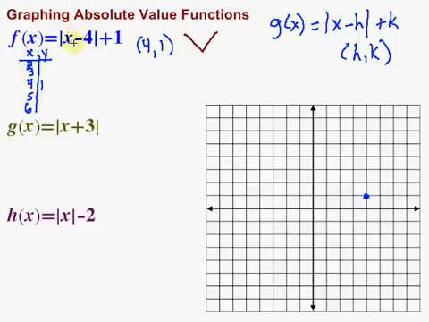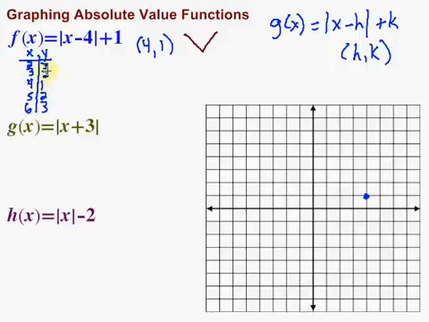So 2 minus 4 is -2. Absolute value of -2 is 2. Plus 1 is going to be 3. So we get 3. Then we put in 3. 3 minus 4 is -1. Absolute value of -1 is 1. Plus 1 is 2. Then put in 5. 5 minus 4 is 1. Absolute value, 1. 1 plus 1 is 2. And then 6. 6 minus 4 is 2. The absolute value is still 2. Plus 1 is 3. Now, notice, do you see a pattern here?